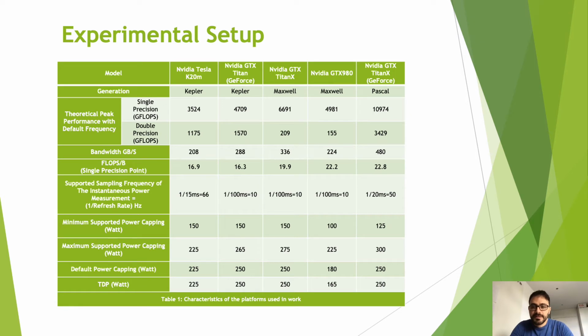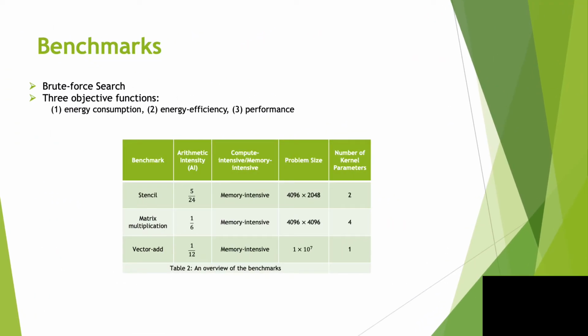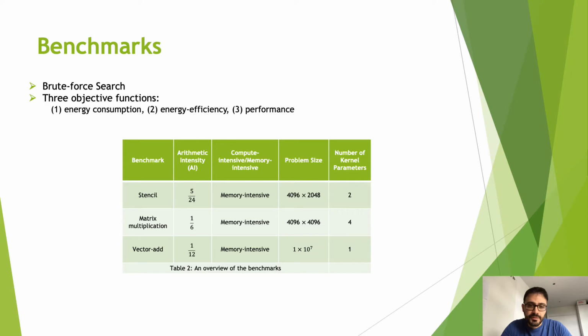We performed our experimental analysis on 5 different GPUs from 3 different generations: Kepler, Maxwell, and Pascal. In this table, you can see the characteristics of these platforms. We chose a brute force search method in our auto-tuning technique and also defined 3 objective functions, which are energy consumption, energy efficiency, and performance. We also chose 3 different benchmarks, which are stencil, matrix multiplication, and vector add. In this table, you can see the overview of our benchmarks.